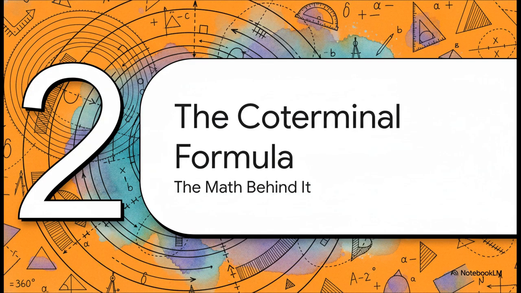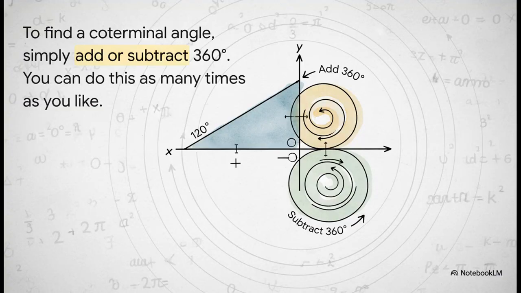Okay, so we've got the concept down. It makes sense, but how do we actually use this? How do we turn it into a tool for solving problems? Well, that's where the formula comes in. Honestly, the rule could not be easier. If you want to find an angle that's coterminal with another one, all you have to do is add or subtract a full circle, 360 degrees. And the cool part? You can do it over and over and over again, generating an infinite family of angles that all land in the same spot.